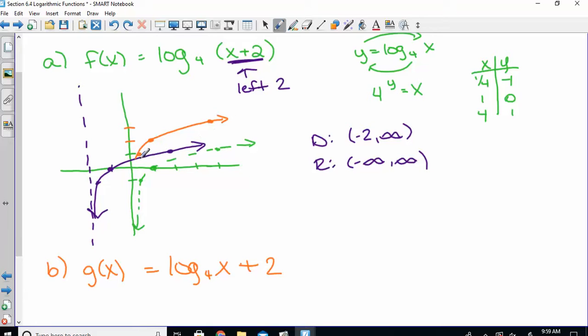So same transformations we've done before. Does my parent function move there? Or sorry, does my asymptote move there? No. What's the domain of that? For the orange one, it's just 0 to infinity. And the range is always on these negative infinity to positive infinity. Okay. Is that the orange line? Yes.